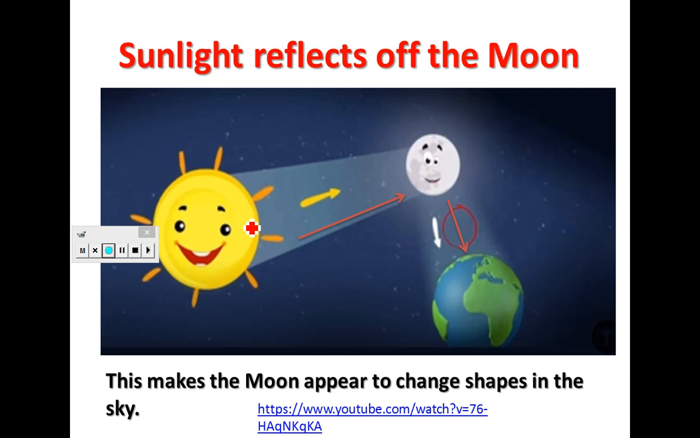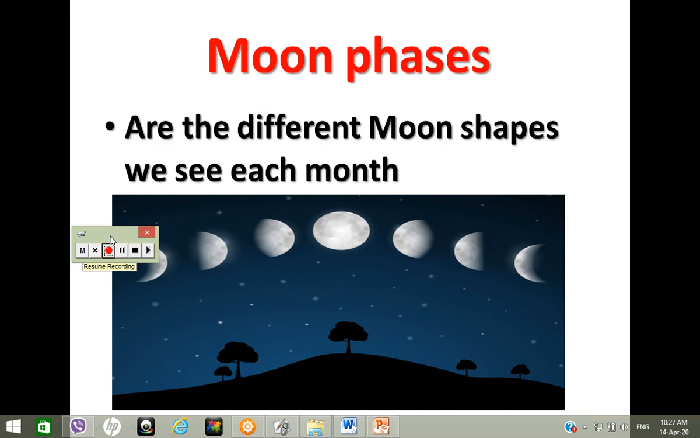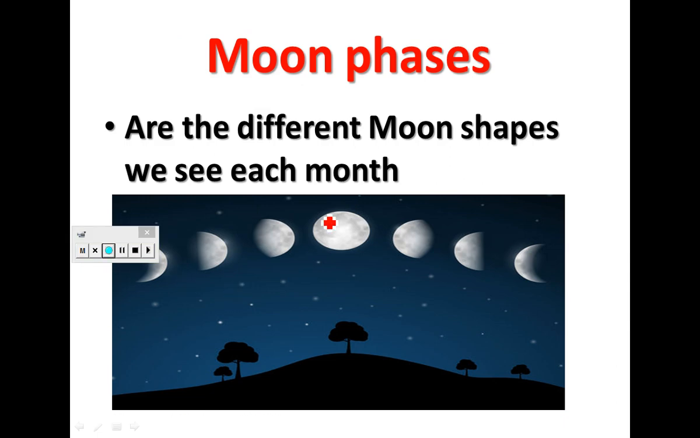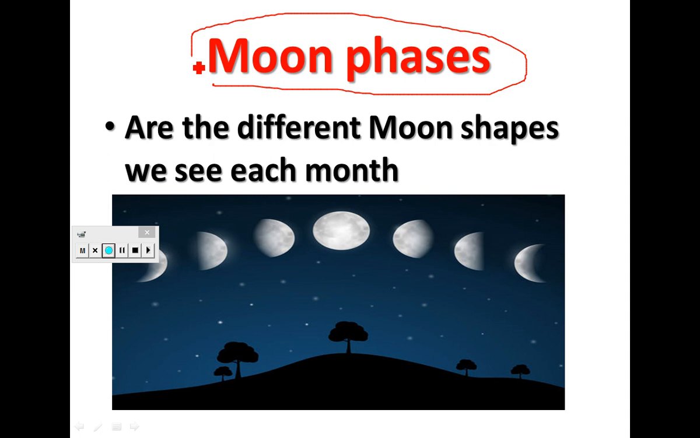So here is the sun. The sun is shining because it's a star, but the moon is just a piece of rock. So the sun is shining and the moon reflects the light from the sun, and if you are here on Earth, you will see the moon shining. Throughout the month, we said we see different shapes of the moon. The part that is lit may become bigger or smaller, so we see different shapes of the moon. These different shapes are called phases.